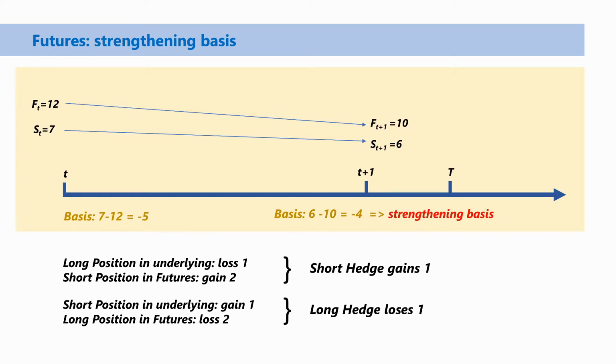If the trader is in a long position in the underlying, he's unhappy about the decline in the spot price. He loses 1. Long position in the underlying is protected by a short position in the futures, and a short position in the futures profits from declining prices by 2. So the short hedge gains 1. If the trader is short in the underlying, he wants to buy the underlying later, so he's happy about declining spot prices. He saves 1, but he loses 2 in his long position in the futures, so his overall loss is 1. Let's look at the basis.